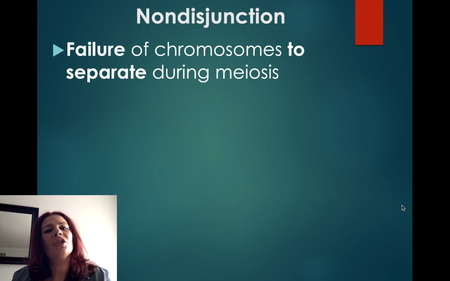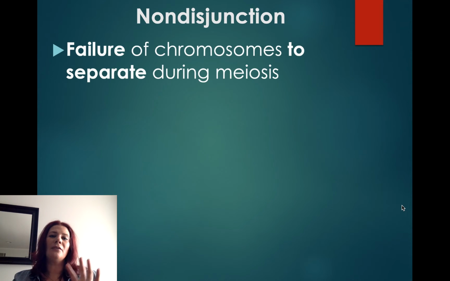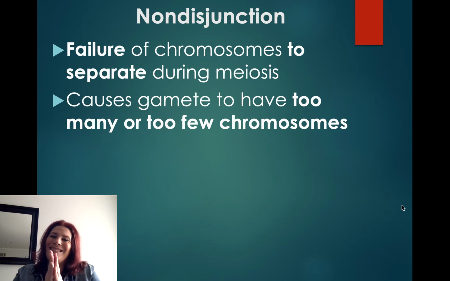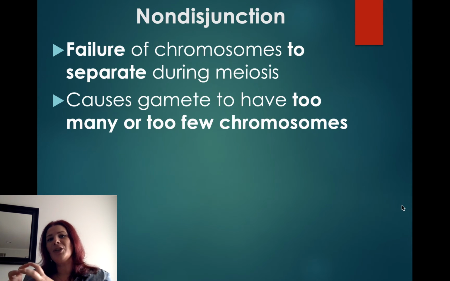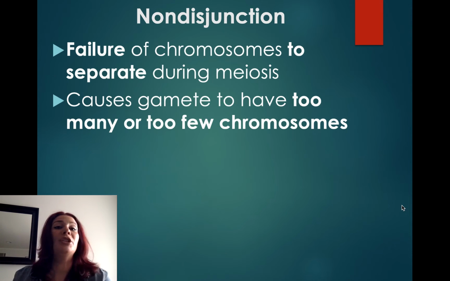All right, non-disjunction, this should be a review. We talked about it. It's the failure of chromosomes to separate during meiosis. Remember, they kind of stick together. And so we get gametes that either have too much genetic information or too little genetic information, which we don't want.